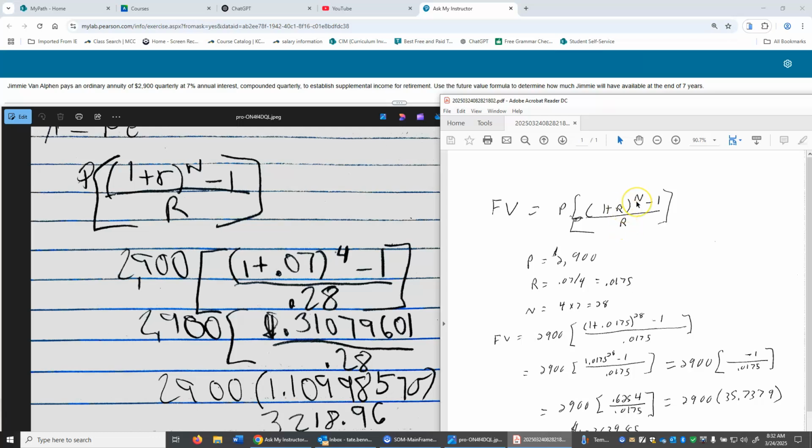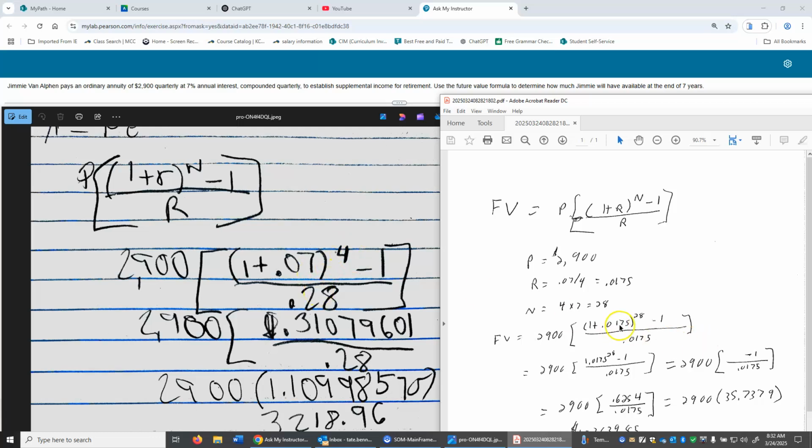And N is the number of periods. So it's 7 years, but it's quarterly, 4 times a year. 4 times 7 is 28, so you don't have 7 periods, you have 28 periods. And so here it's correctly done. You messed up on R and N.